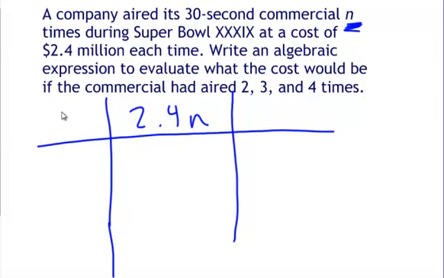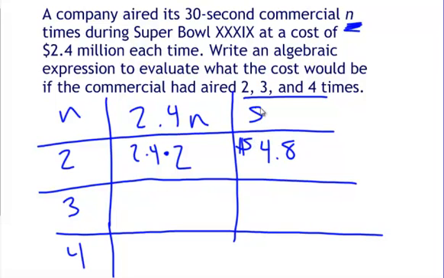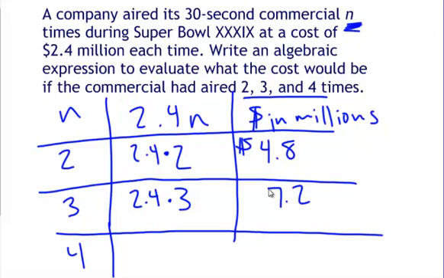So here's my n's. Looking up here, we have 2, 3, and 4. And let's see how much they cost. So 2.4 times 2. Double 2, that's 4. Double 4, that's 8. So it's going to be $4.8 million. So we'll put that money in millions. All right. This, we have 2.4 times 3. And if you think about it, let's do this real quick. Well, let's triple the 0.4, that's 1.2. Let's triple the 2, that's 6. 1.2 plus 6 is 7.2 million.